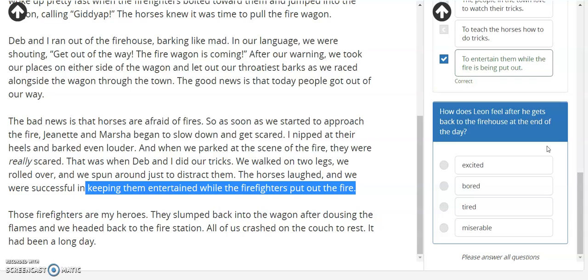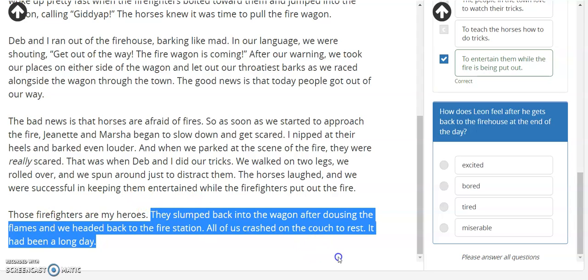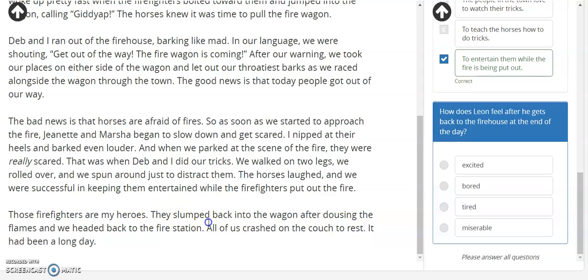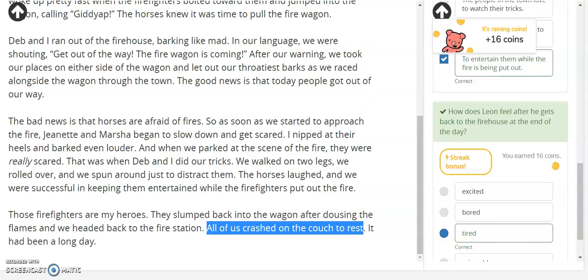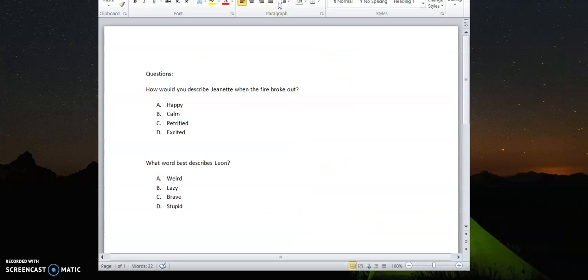How does Lyon feel after he gets back to the firehouse at the end of the day? Does he feel excited, bored, tired, or miserable? Well, at the end of the story, that's when he goes, right? So let's see. They slumped back into the wagon, and all of us crashed on the couch to rest. So if they're crashing on the couch to rest, how do you think you would describe him best? He's super excited? Nah. He's miserable? Nah. He's tired, right? He did a lot of work. Awesome job, ladies. All right, but that's not all. I got a couple more questions, and then you're done.